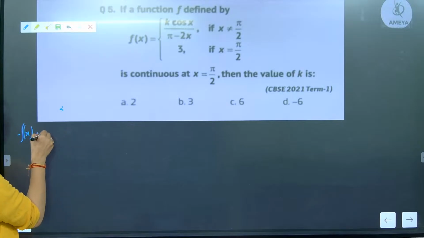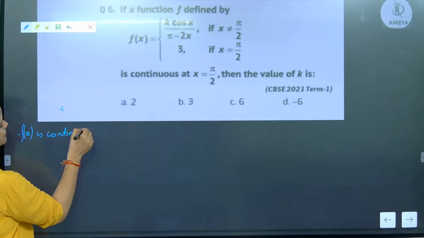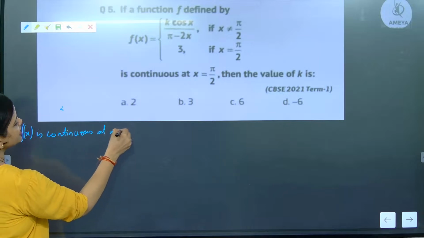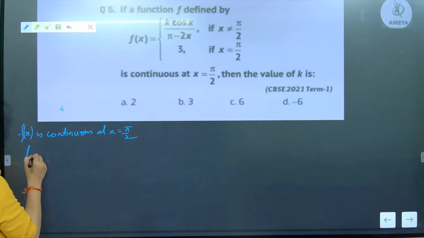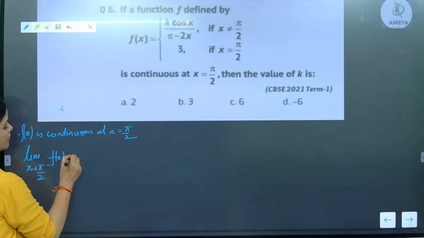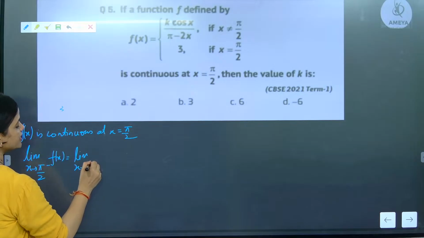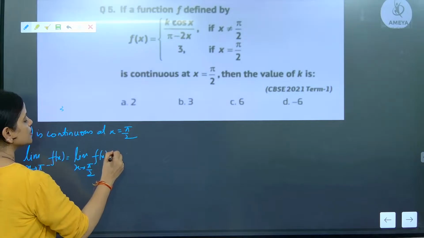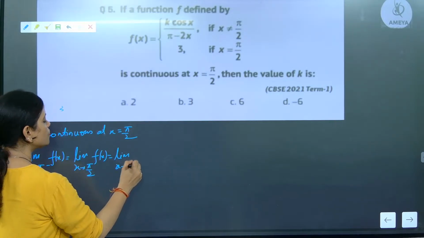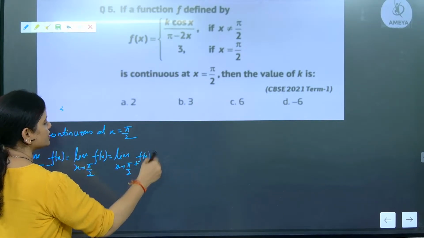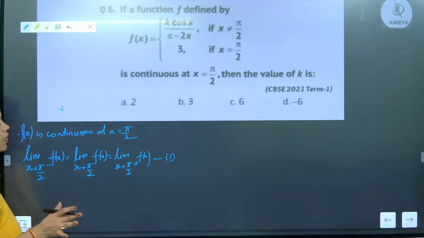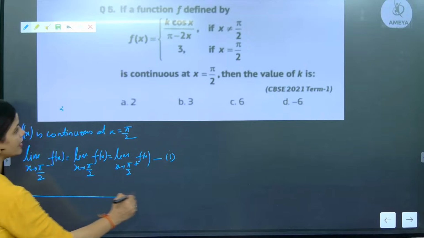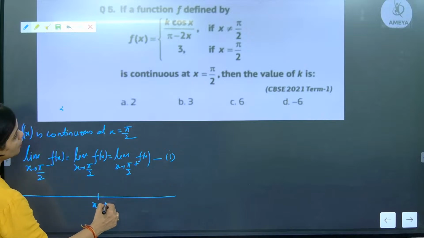What is given? f of x is continuous at x equal to pi by 2. If it is continuous at x equal to pi by 2, it means limit x tends to pi by 2 minus f of x will be equal to limit x tends to pi by 2 f of x, equal to limit x tends to pi by 2 plus f of x. Done? We'll take it as equation 1. Now we know, when x equal to pi by 2, the value is given as 3.